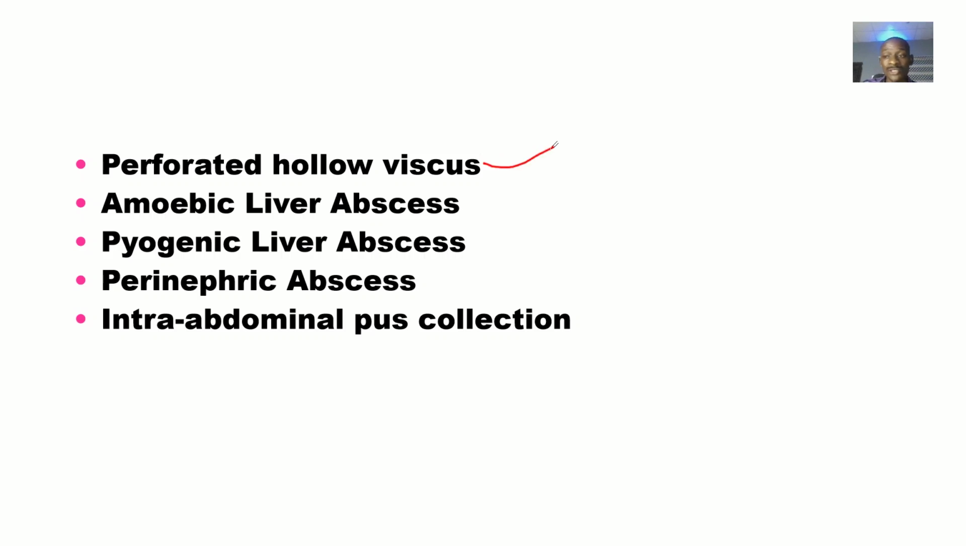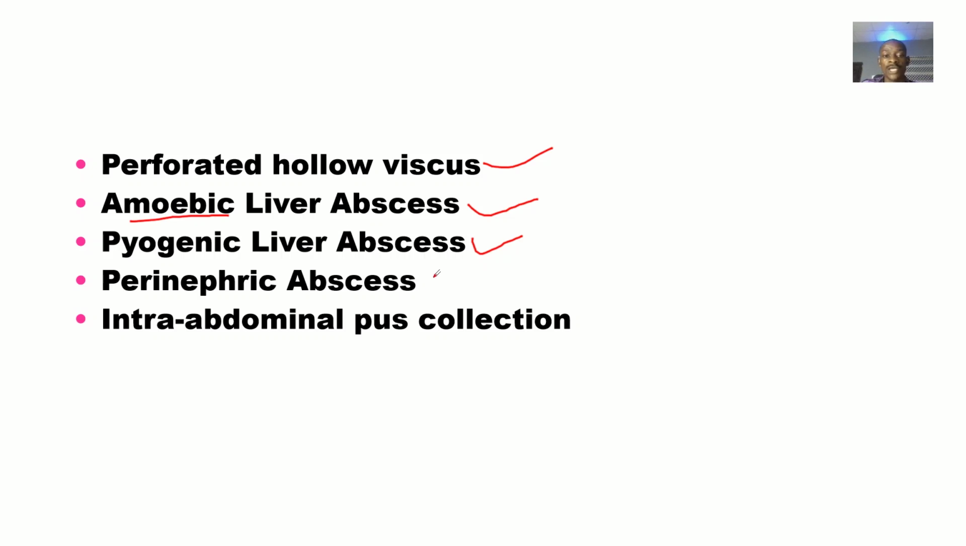It could be as a result of a perforated hollow viscus. It could be that some part of the intestines got perforated. It could be that there was what? An amoebic liver abscess. All right. It could be that there's a pyogenic liver abscess. Okay, that means there's pus in the liver. All right. This one is basically what? The liver was infected by Entamoeba histolytica, and this led to formation of abscess.